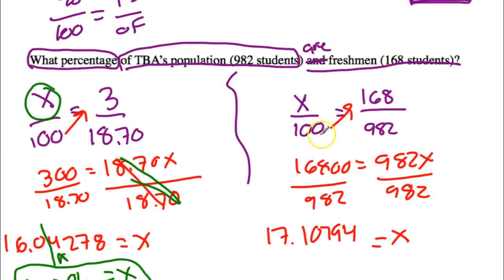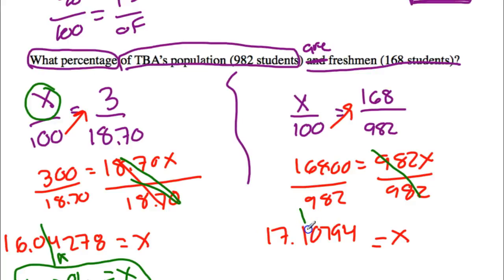The next one, 100 times 168, I got, what did I get? 16,800. And then I did x times 190 times 982. I'm getting my numbers mixed up. It was 982x. Then I divided each side by 982. These canceled, and I got this.